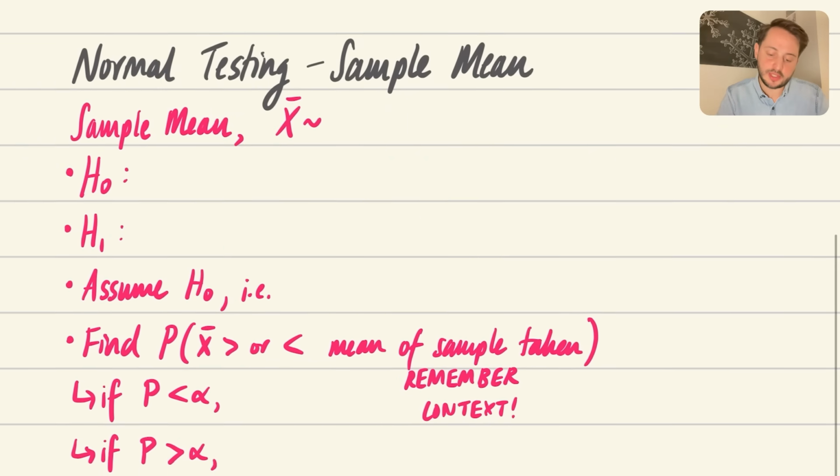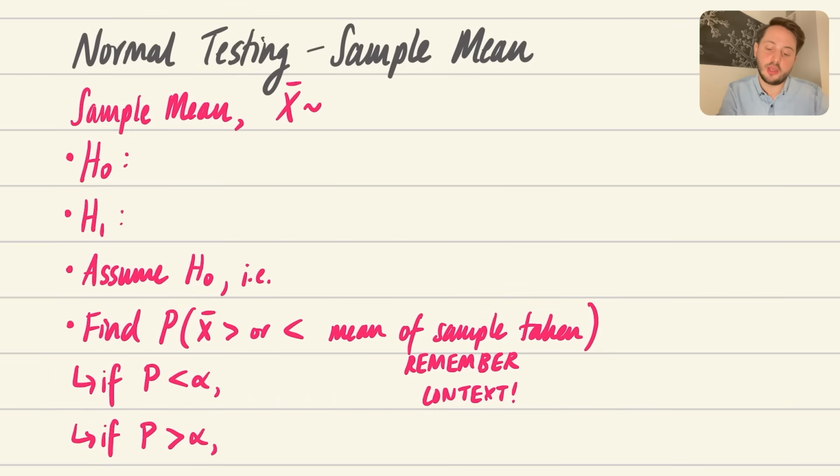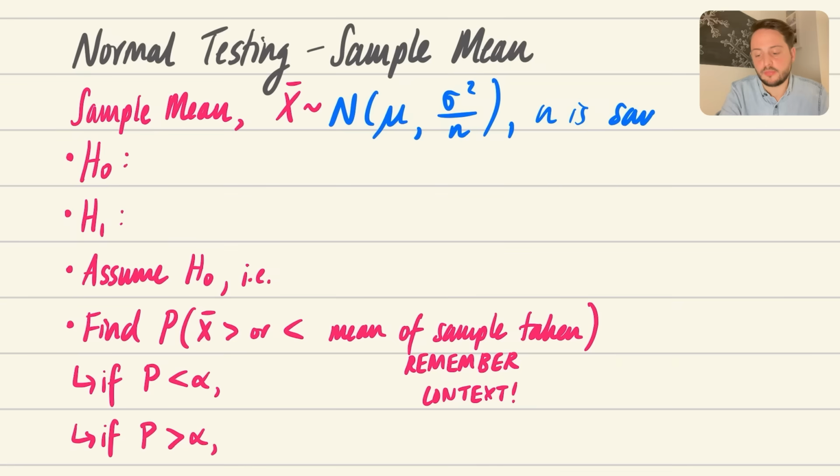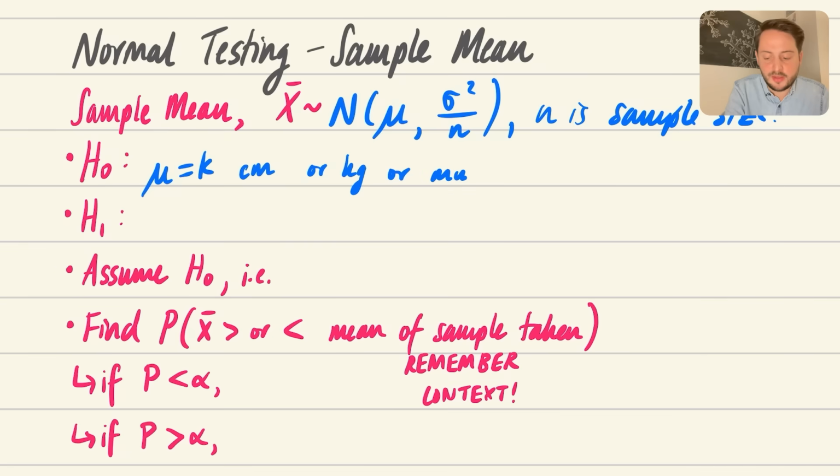We've got the normal hypothesis testing of the sample mean. Now the sample mean, x bar, should be normally distributed with a mean mu, and this time the variance is sigma squared over n, where n is the sample size. The null hypothesis will be that mu is equal to k, and when I say k, it could be k centimeters or k kilograms or k millimeters, etc. It's actually the mean that we're talking about here.